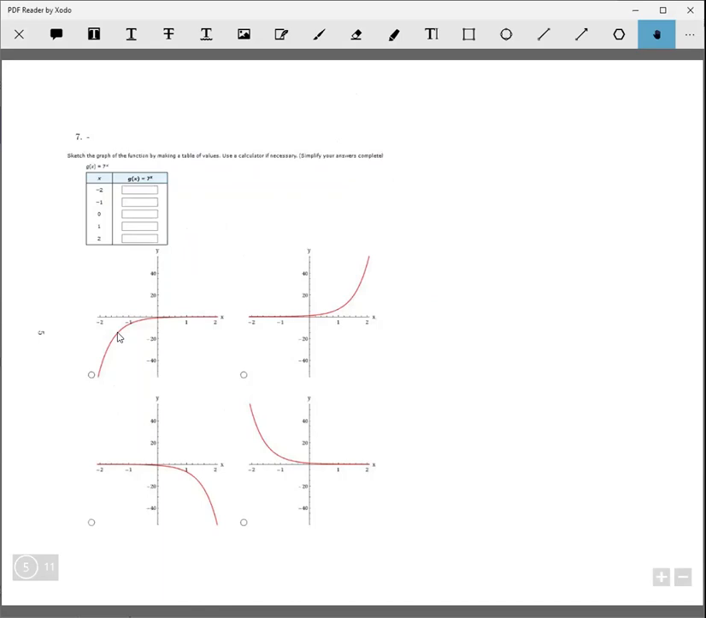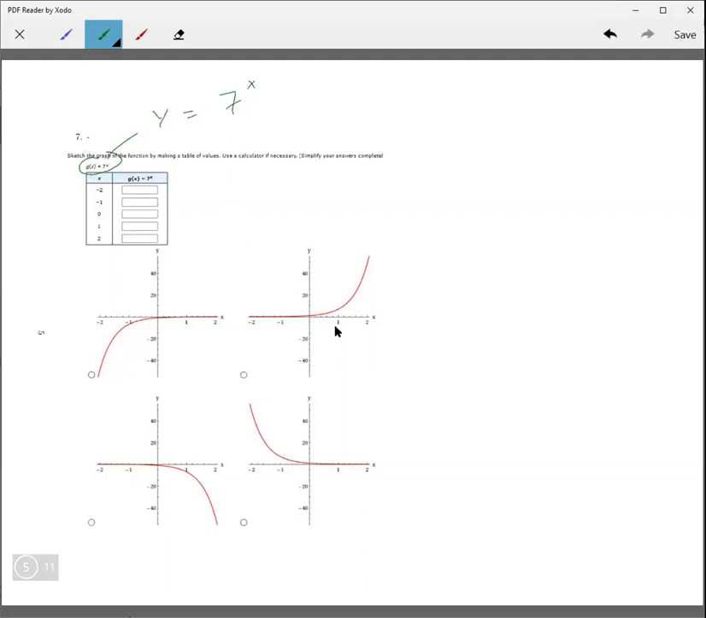And here, we're supposed to make a table and graph it. Now, this is going to be the graph of y equals 7 to the x. So we already know that it's going to be this one right here, because it's going to start out and go up like that. That'll be this one. Not these other ones, none of these other ones.